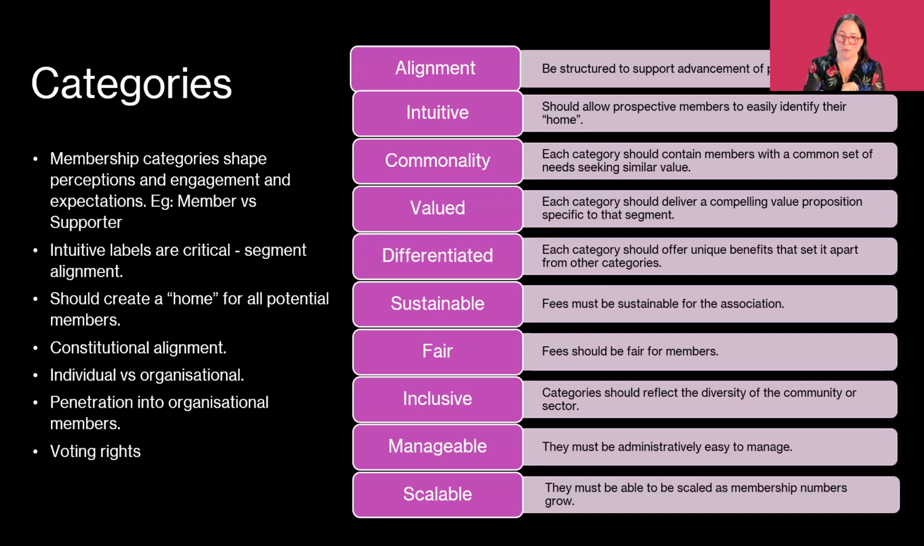Those categories need to align to advance the purpose. If for example, your purpose is to execute the function of mobilization to drive change on a particular cause, and yet your membership fees are $1,000 a person, then that's not aligned, because that's going to limit the number of members, and mobilization requires a large membership base. Intuitive.